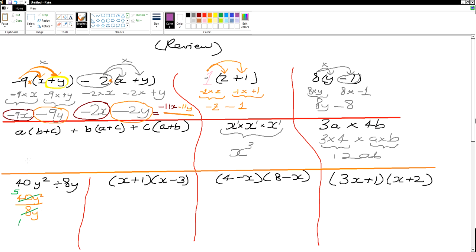Okay, right, Mr. Fahmy. Y squared and y, what can we cancel them by? Divide them both by y. Y divided by y is 1. Y squared divided by y, we lose the squared, so it becomes just y. So the final answer on the top will be 5y, and 1 times 1 on the bottom, and 5y divided by 1 is still 5y. So that's it, finished. Okay, here come some lovely questions, double brackets.